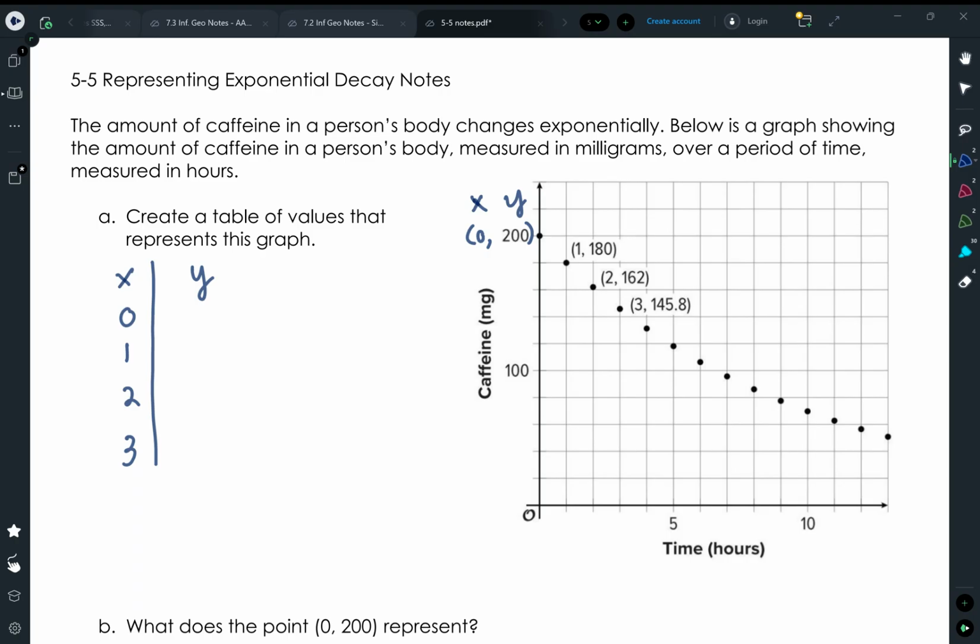And when my x is 0, my y is 200. When my x is 1, my y is 180. When my x is 2, my y is 162. And then my last y value is 145 and 8 tenths, 145.8.